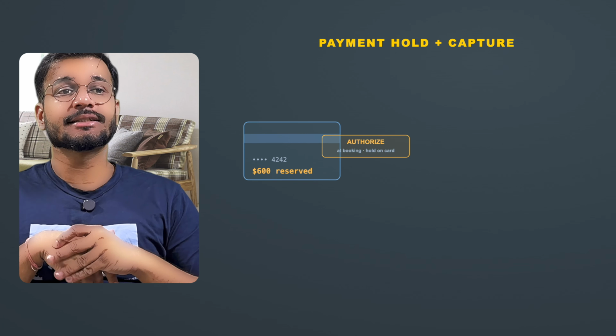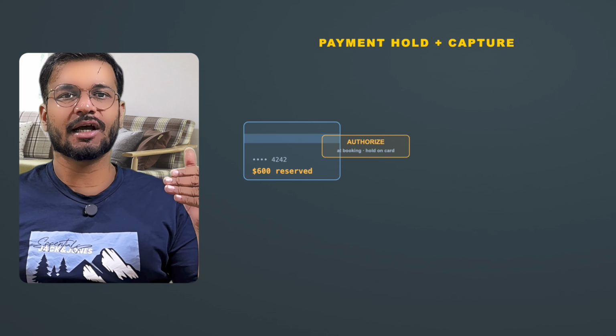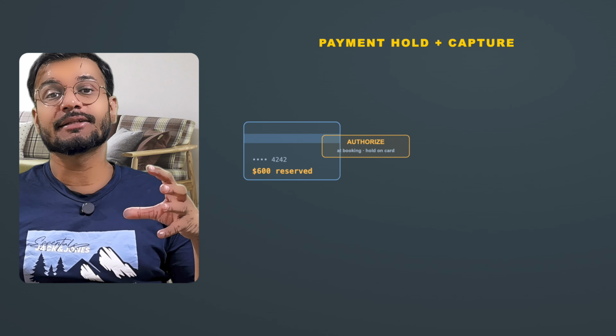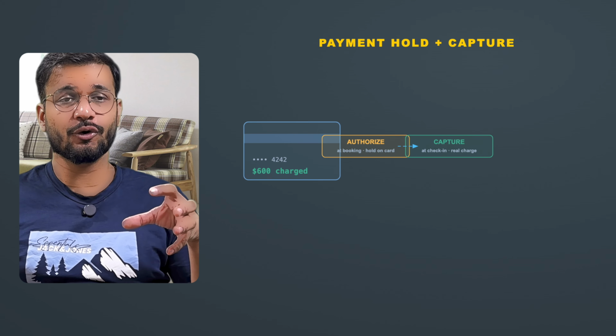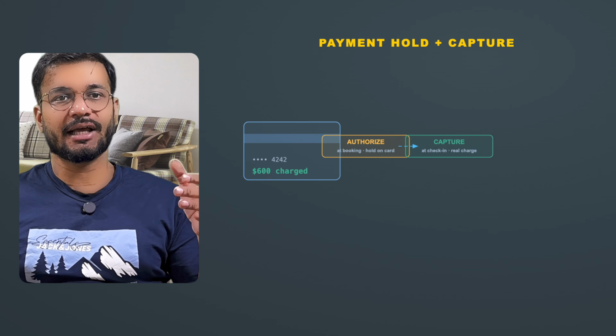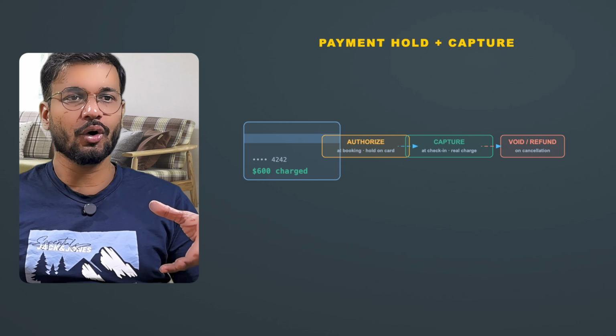So the flow is: at booking, authorize. The payment gateway puts a hold on the customer's card for the full booking amount. The money is reserved but not transferred. At check-in or a few days before, you do the capture. The actual charge is executed. On cancellation, it is voided or refunded.